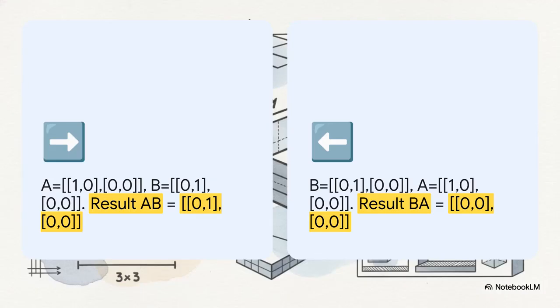It's undeniable. On the left, we do A times B with these simple matrices and get an answer with a 1 in the top corner. But on the right, when we flip the order and do B times A, we get the 0 matrix. Totally different answers. Case closed.